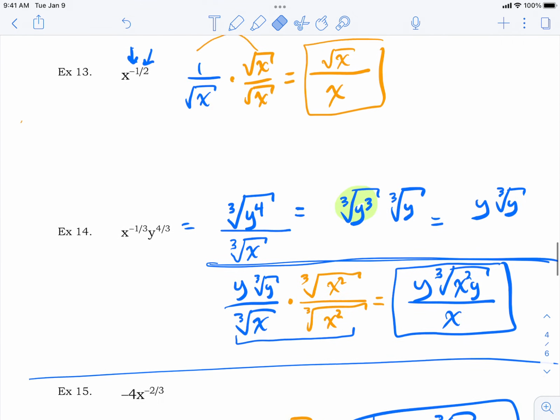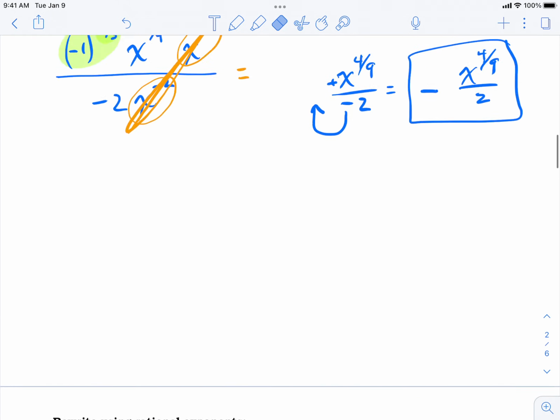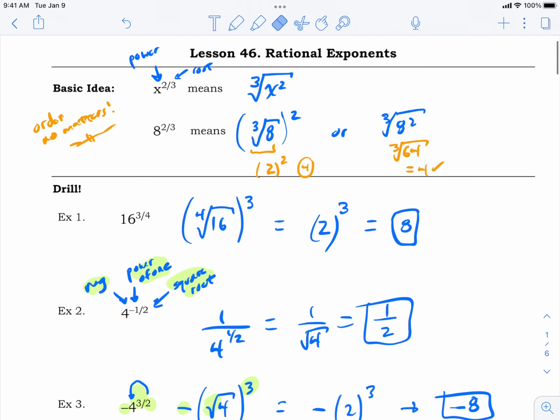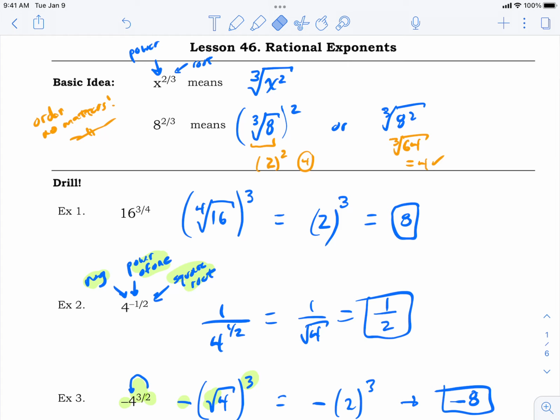Okay, so anyway, it looks like I think we got it all. Boy, that went faster than I thought it would. So, fraction exponents. It's all about the denominator means root. That's the main point. Okay.